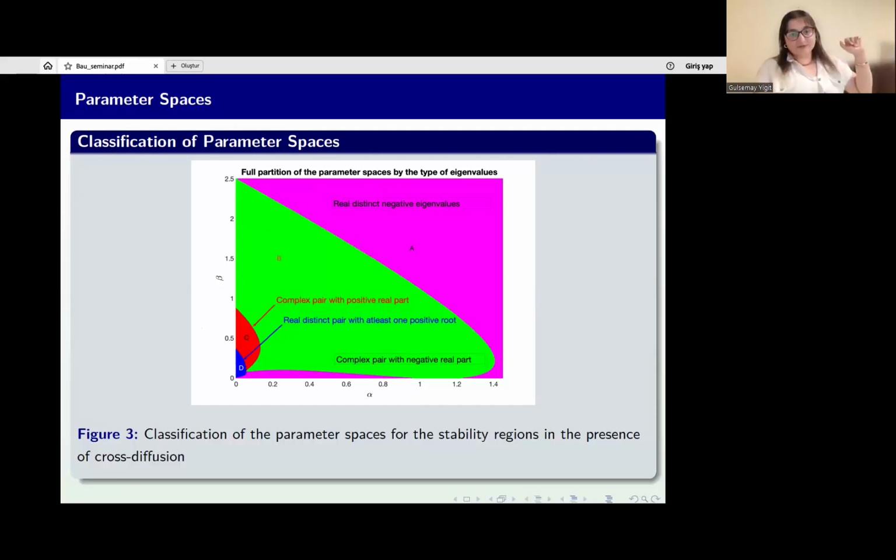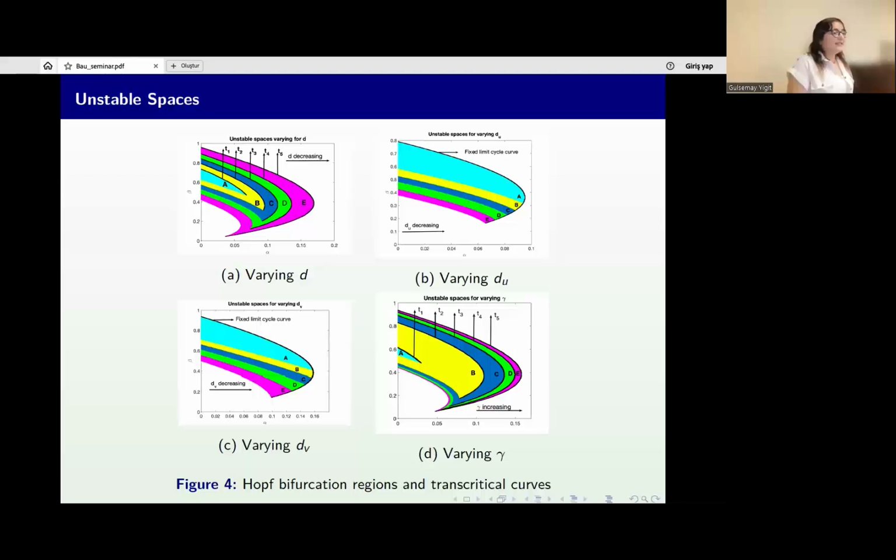And from region D, we know that we are going to find Turing type patterns only. The detailed, larger version of these parameter spaces is here. Now we want to vary system parameters because we really want to know which system parameters are good for us. When I say good, we want to have some patterns.